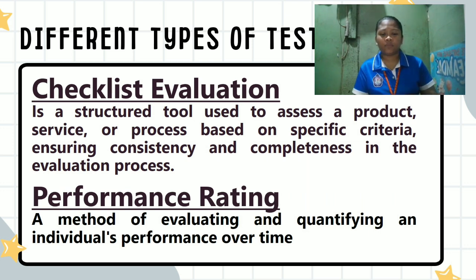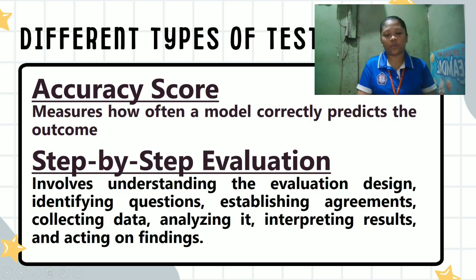Next is confidence and delivery. This looks at whether the student is confident in delivering the explanation. The teacher also rates this from 1 to 4. That is performance rating. Next is accuracy score.